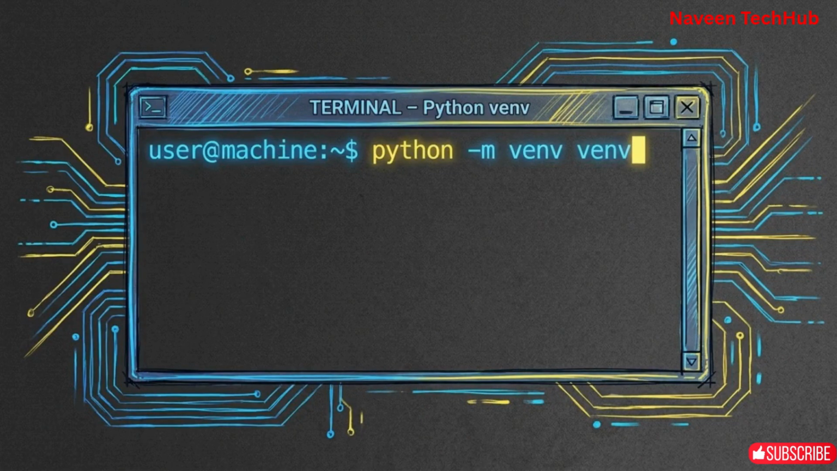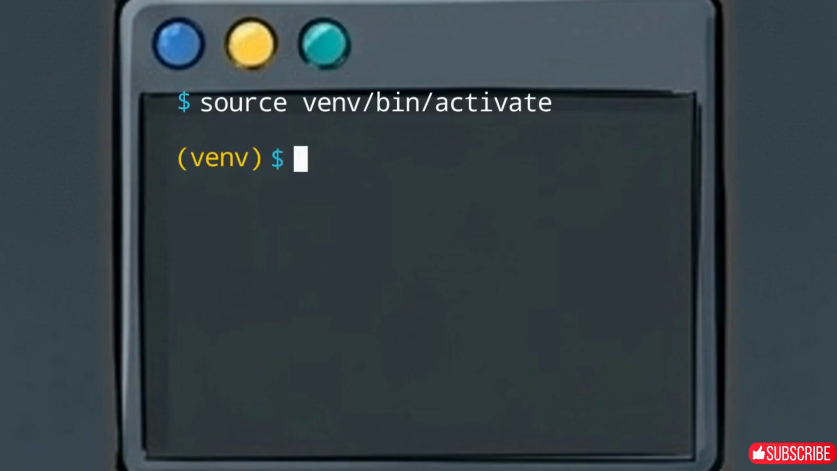Open your terminal and create a Python virtual environment by typing python -m venv. Activate it by running source venv/bin/activate on Mac or Linux, or the equivalent Scripts command on Windows. You'll know it worked when you see venv appear at the start of your terminal prompt.